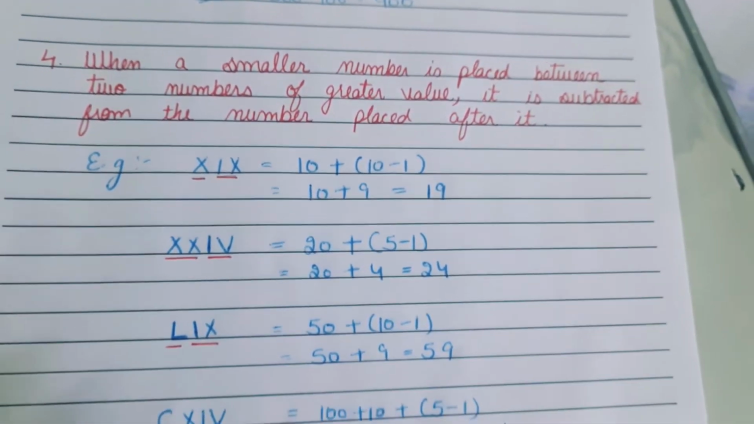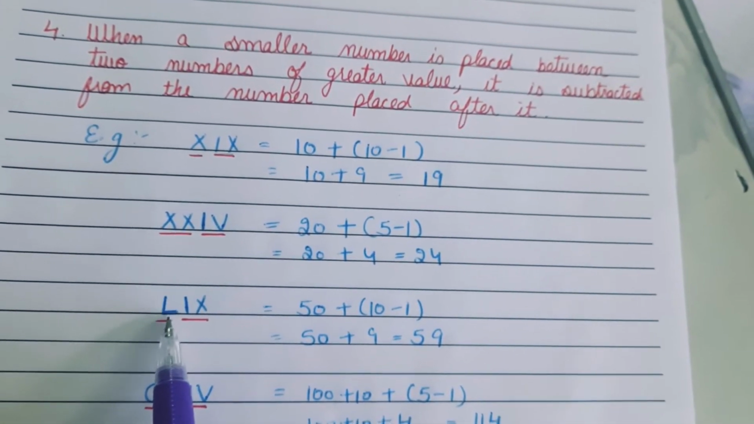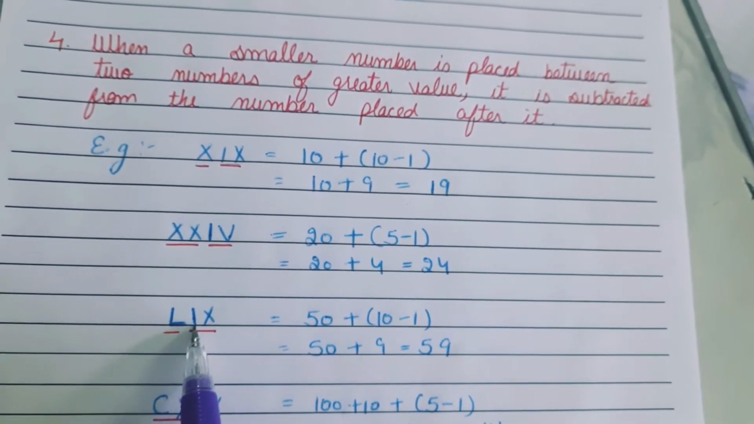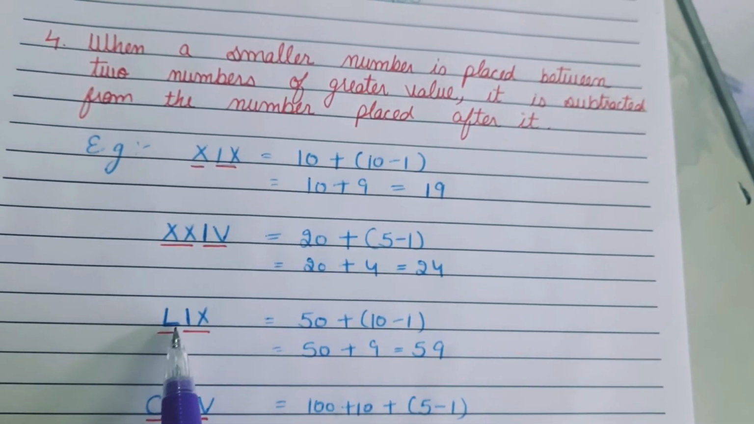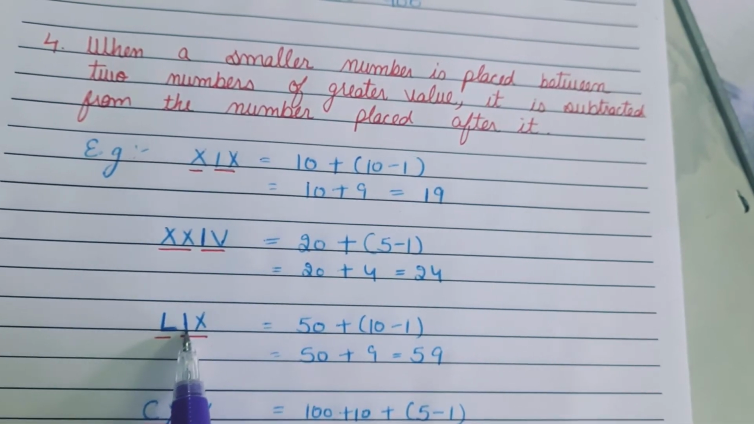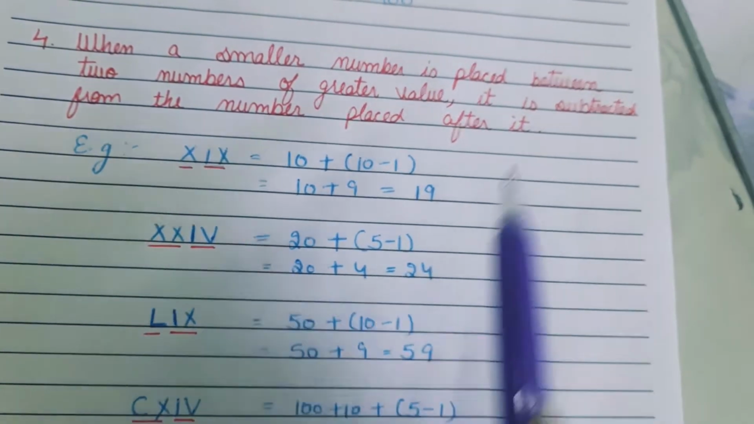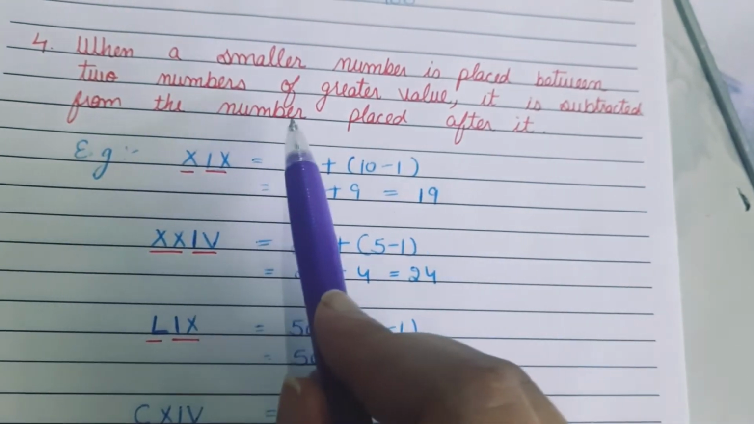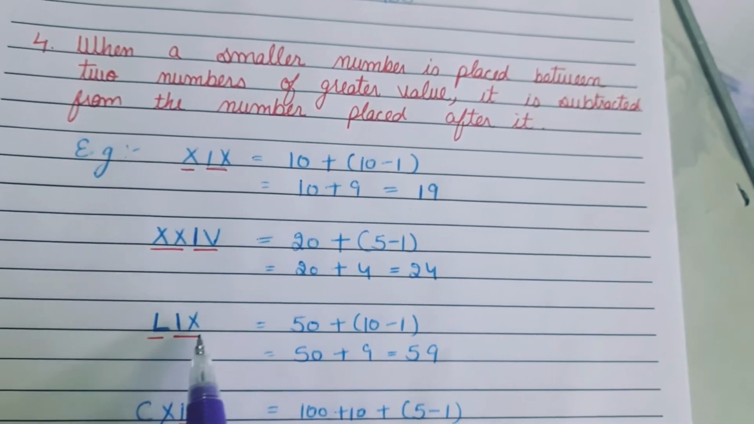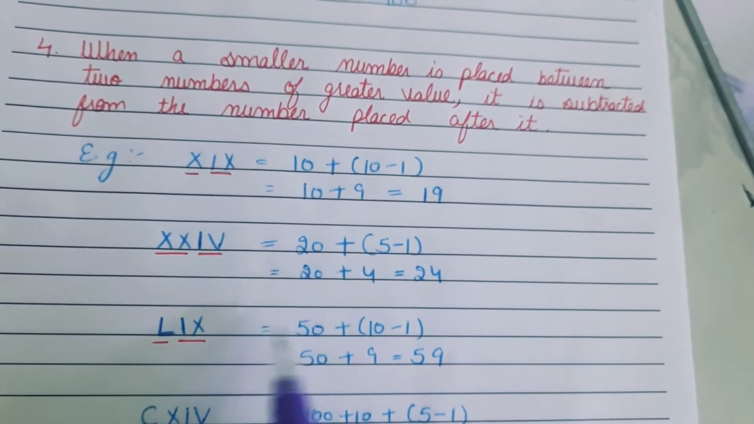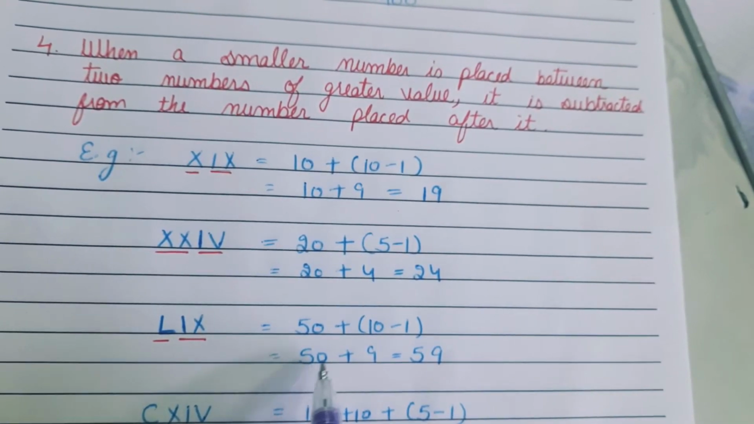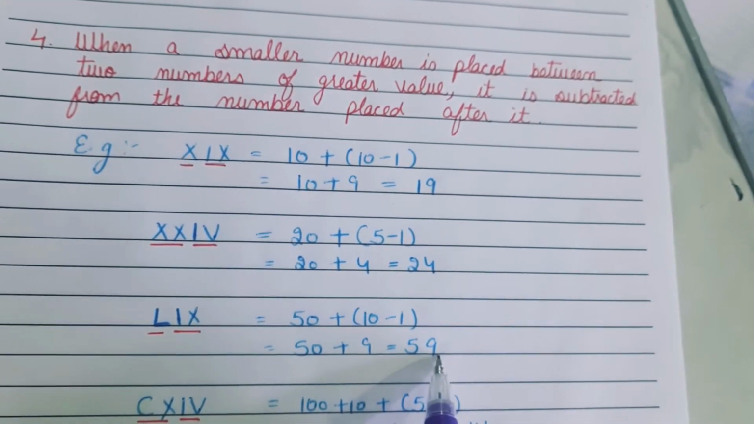Let's do another example, like L, I, X. L is greater, X is greater and I is the smaller number. Firstly we write L, that is 50, and we subtract I from the 10, because the smaller number is subtracted from the number placed after it. After I here it is the 10. So we write 50 plus 10 minus 1, 10 minus 1 is 9. So 50 plus 9 equals 59.